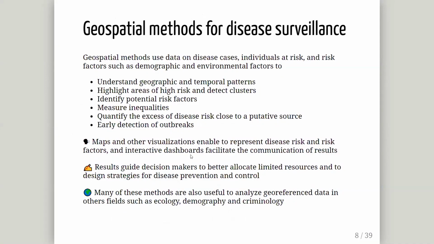These methods use data on disease cases, individuals at risk, and risk factors, and they are useful to understand geographic and temporal patterns, measure inequalities, identify potential risk factors, and enable early detection of outbreaks. The results of this analysis can be communicated using maps and other visualizations, and they are very helpful for decision makers to better allocate limited resources and to design strategies for disease prevention and control. Many of these methods are also useful in other disciplines that use georeferenced data, such as ecology, demography, or criminology.